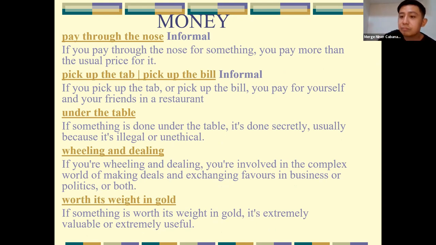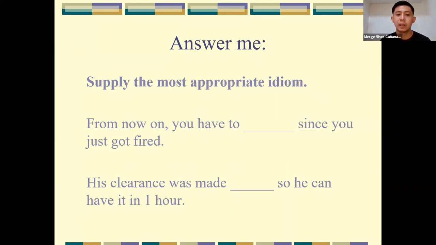Under the table, that's bribe. Wheeling and dealing, same, that's bribe. Worth its weight in gold, it's very valuable and extremely useful. So let's apply the most appropriate idiom. From now on, you have to make ends meet since you just got fired. His clearance was made under the table so he can have it in 1 hour.